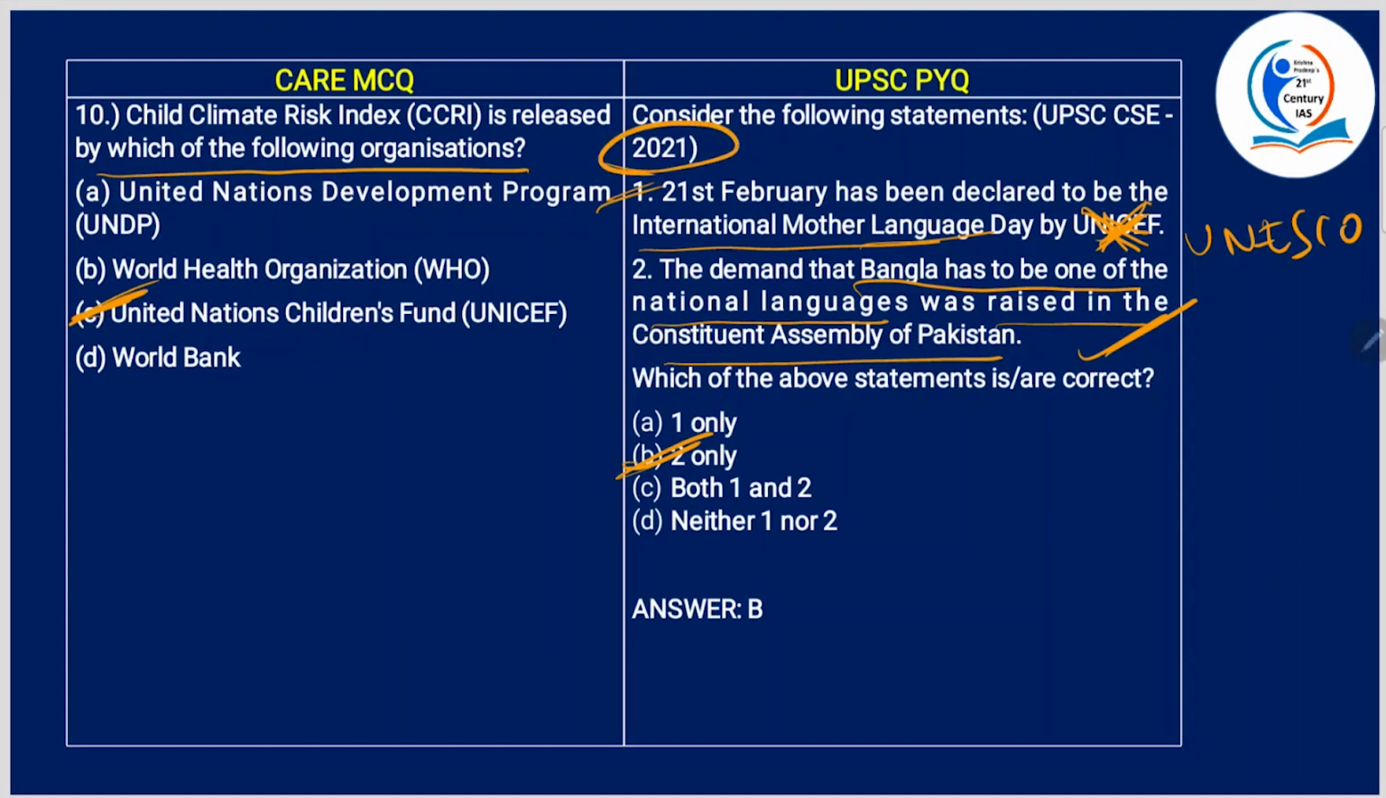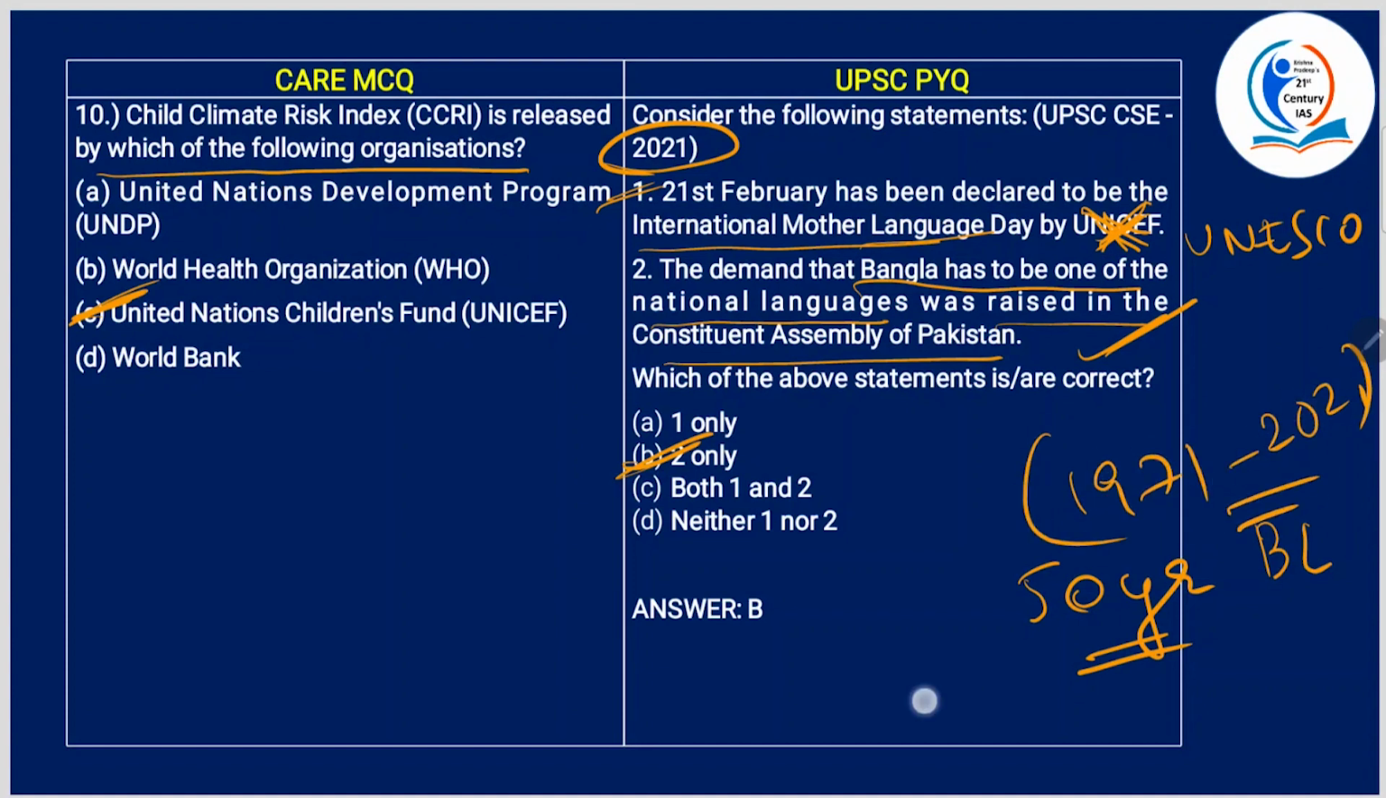See, this question was given in 2021 and this exactly coincides with the 50-year celebrations of Bangladesh Liberation War. Okay, it was in 1971, right? 1971 to 2021. So 5 years, 10 years, 50 and 100-year celebrations are very important themes for the prelims.